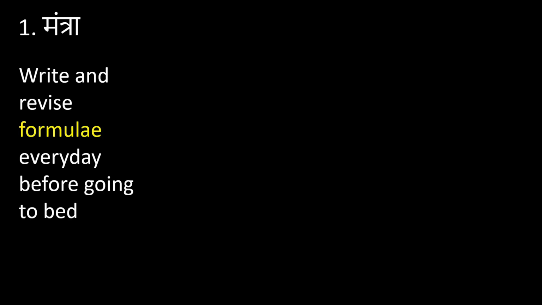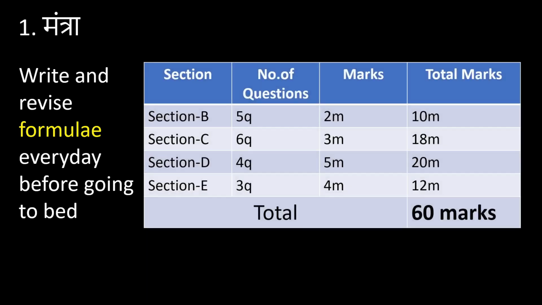Now you might be thinking how we can score pass marks with the help of formulae. See here, my dear students. This is the CBSE class 10 mathematics paper with section B, section C, section D and E, and in each section 5 plus 6 plus 4 plus 3, that means 18 questions we have. If you write at least 18 formulas in your answer sheet, you will get minimum 18 marks.